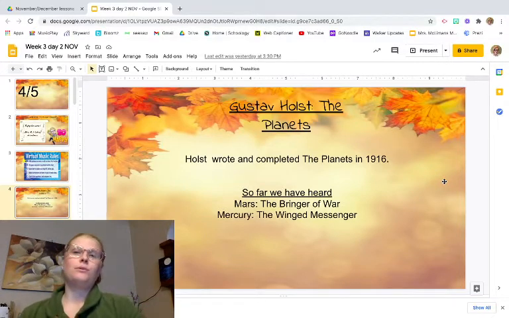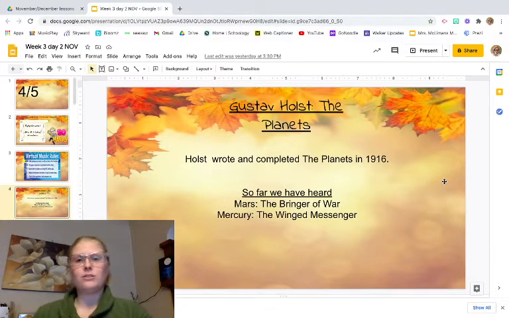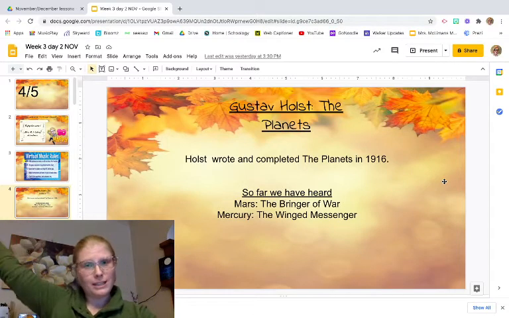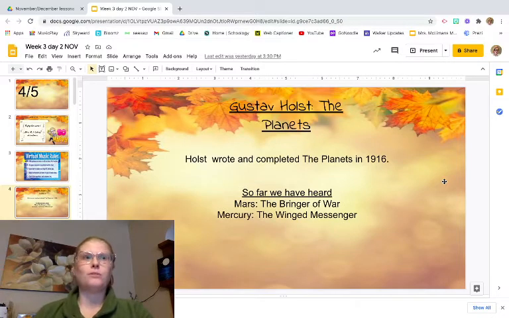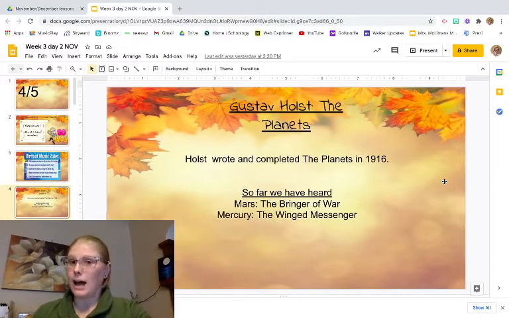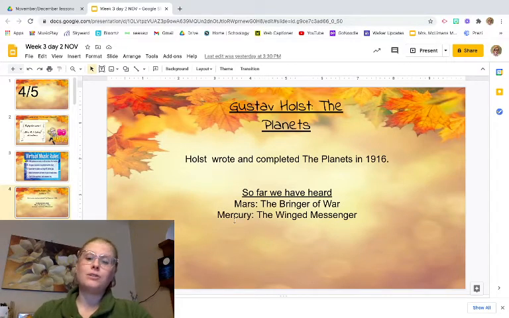He took his influence from astrology, which was the study of the planets in the night sky and how they might affect people's personalities based on the Roman mythology of the Roman gods. So because of that, each of his pieces is named after the planets, which has a connection to the Roman mythology and the Roman gods.